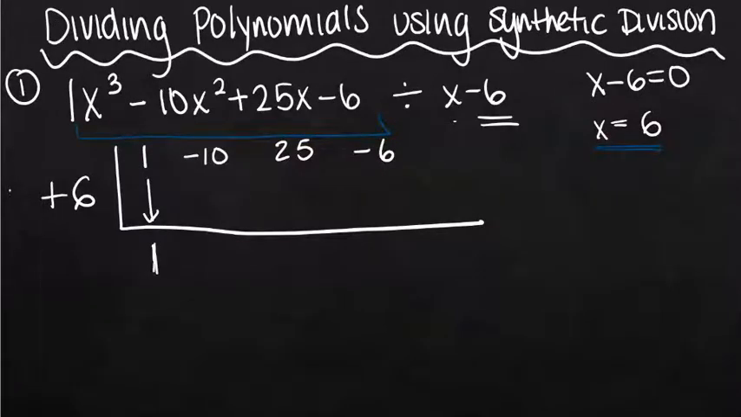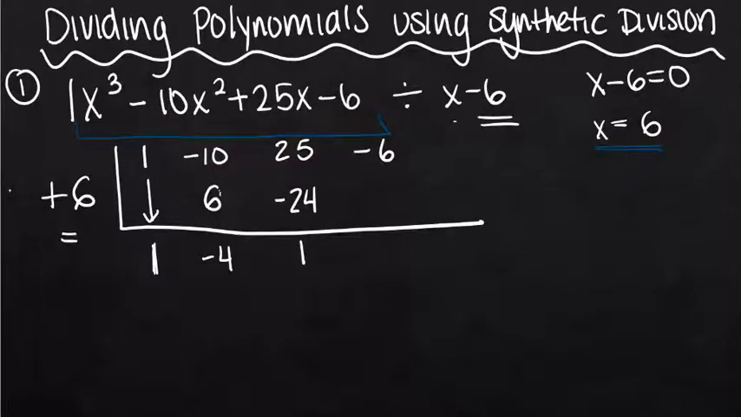So it's a 1. And now I'm going to take this 6 and I'm going to multiply it by the 1. And 6 times 1 is a positive 6. And this will go right under the negative 10. And so I'm just going to combine negative 10 plus 6 is negative 4. And then once again, I'm going to do the same thing. I'm going to multiply that 6 by the negative 4, and it gives me negative 24. And so I'm going to add negative 25 minus 24 is going to give me a positive 1.